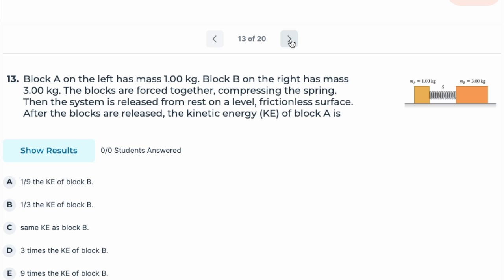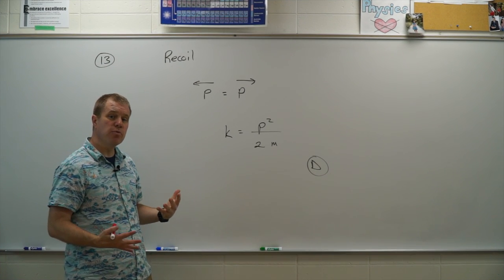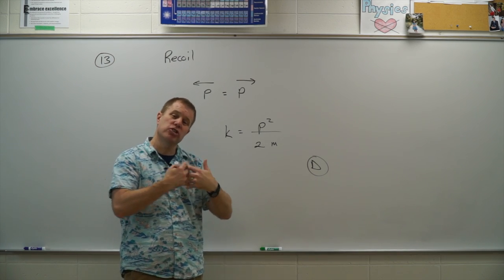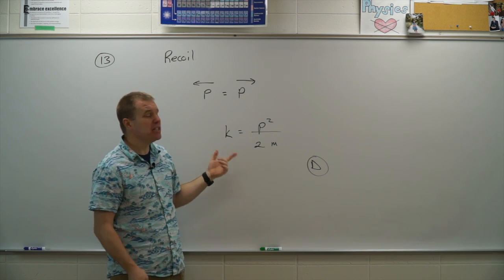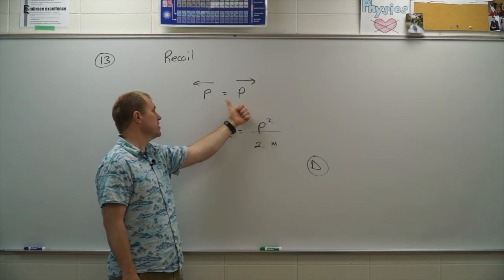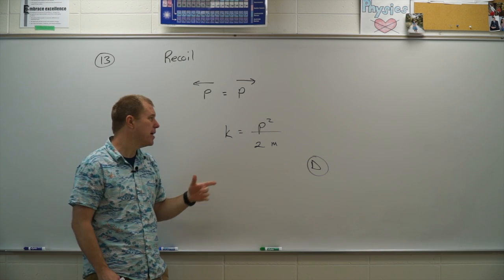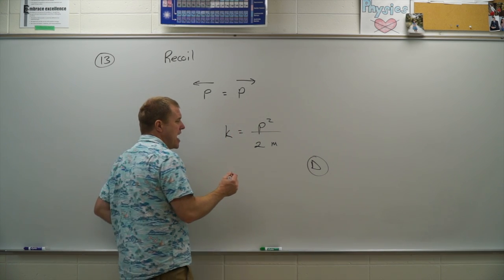13. Block A on the left has a mass of 1 kilogram, block B on the right has a mass of 3 kilograms. The blocks are forced together, compressing the spring. Then the system is released from rest on a level, frictionless surface. After the blocks are released, the kinetic energy of block A is... All right, so this is a recoil problem, meaning the two objects push off one another, experiencing equal changes in momentum, just in opposite directions. So this one will gain momentum going this way, this one will gain momentum going this way, but their momentums are the same.